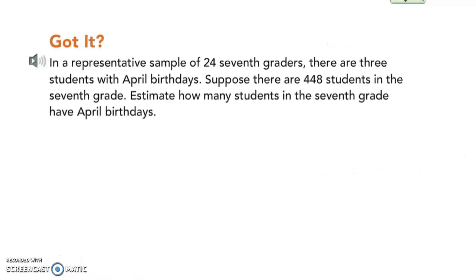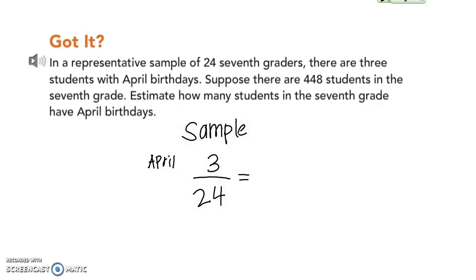So let's try this example together. Do this example with me in your notes. In a representative sample of 24 7th graders, there are 3 students with April birthdays. So I'm going to use the sample to set up the left side of my proportion. I have 3 April birthdays out of 24 people. So 3 have April birthdays out of 24 total people.